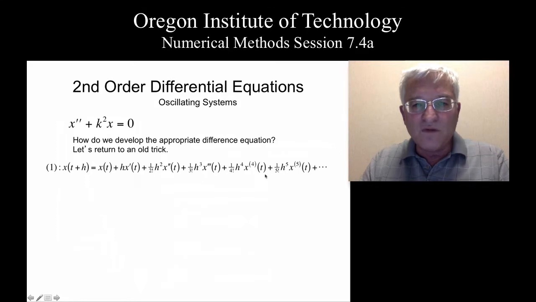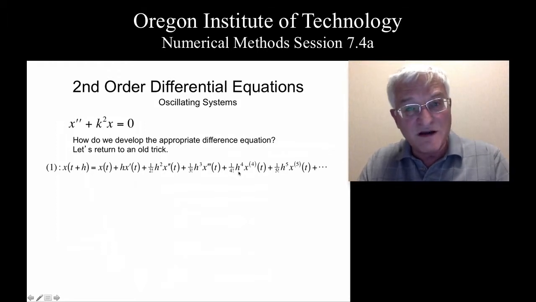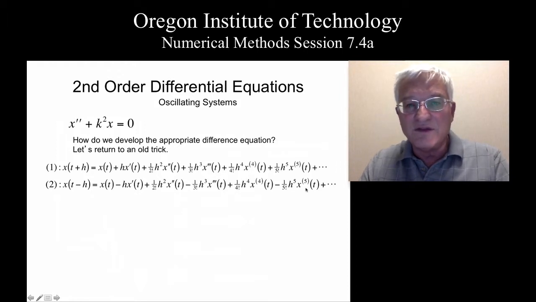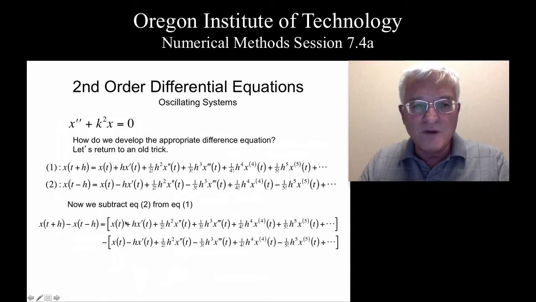Now you've seen this before. This equation came from chapter 4, when we were expanding x of t plus h in terms of t. That was our little trick in chapter 4, and we ended up getting this nice polynomial in terms of powers of h, which is a constant. We also rewrote that in terms of t minus h, getting negative terms on every other term in the Taylor expansion. So when we subtracted equation 2 from equation 1, we were able to do a lot of cancellation.